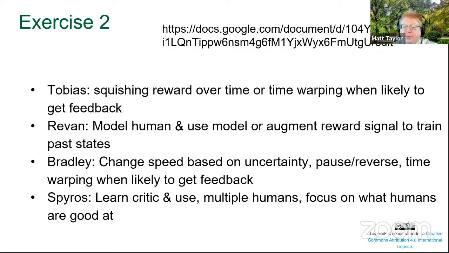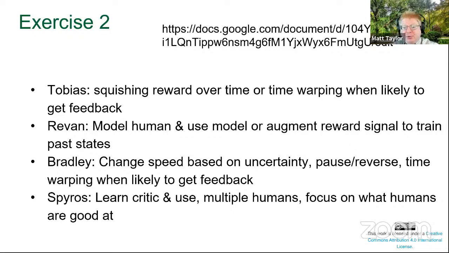And then Reven also had the idea of modeling the human, but instead of trying to figure out when the human would give feedback, you could actually try to use that model to train the agent. So if you could know when and how the person was going to give feedback, then you could try to use that model instead of just relying on the human. He also mentioned that you could try to augment the MDP's reward based on that feedback, which I think a few other people mentioned.